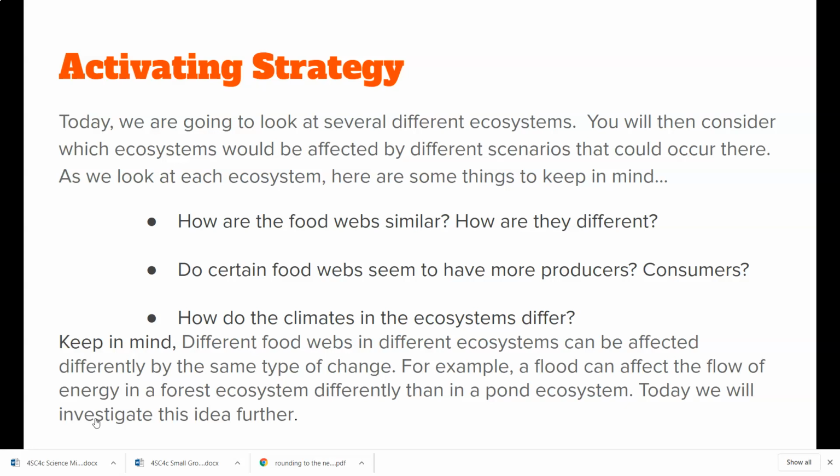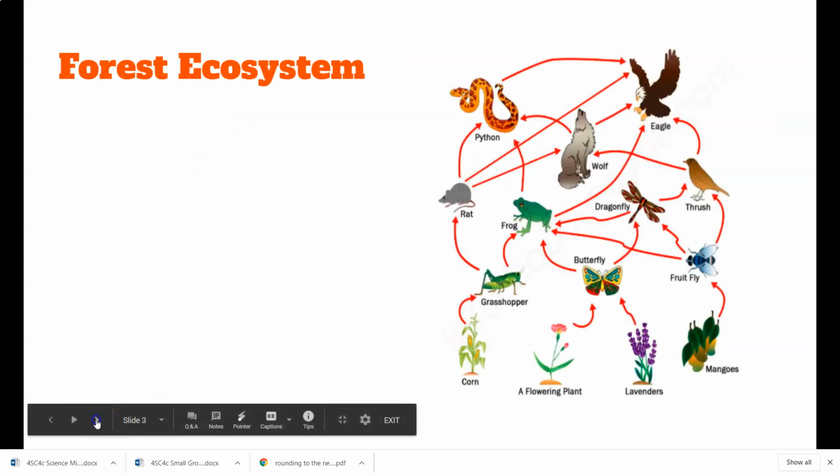So we're also going to keep in mind that different food webs in different ecosystems can be affected differently by the same type of change. So for example, a flood might affect the flow of energy in a forest ecosystem differently than it would in a pond ecosystem, okay? So today we're going to investigate all of this further. So let's start looking at some food webs.